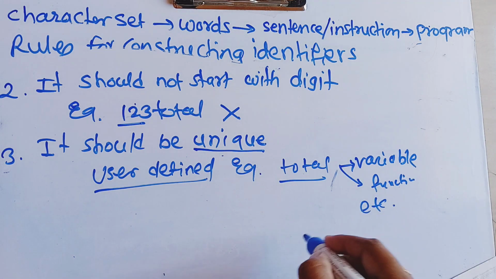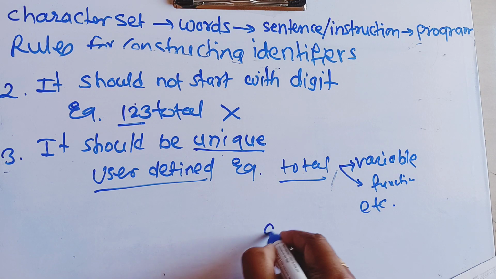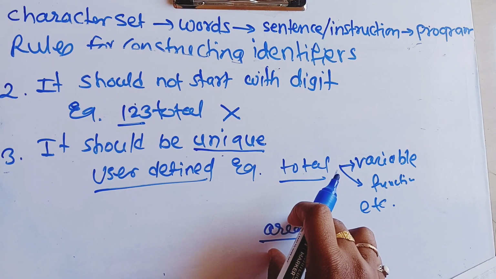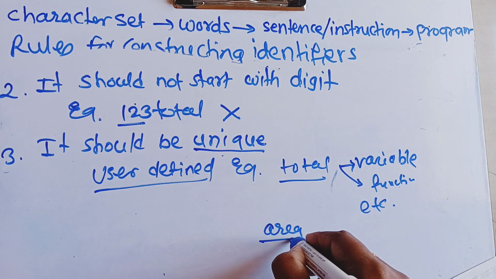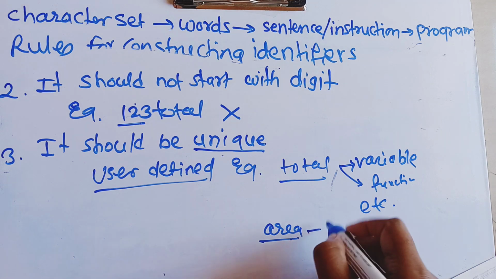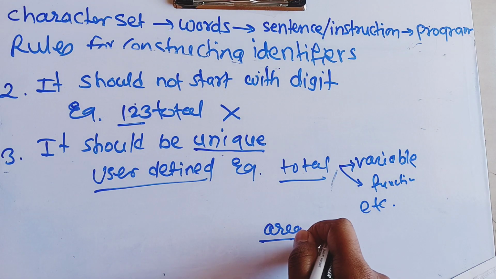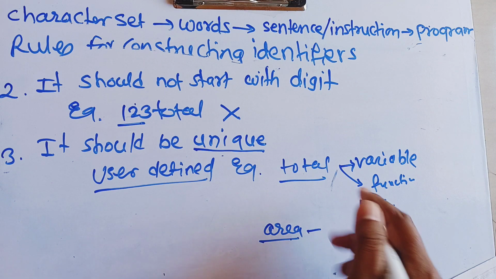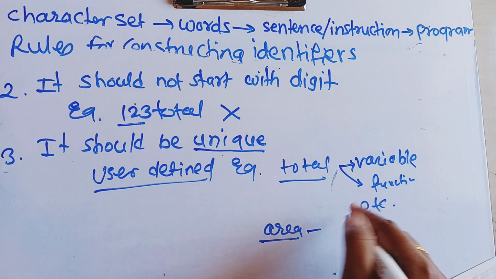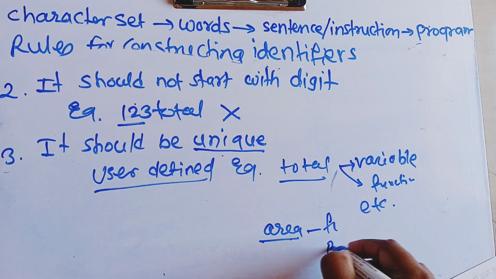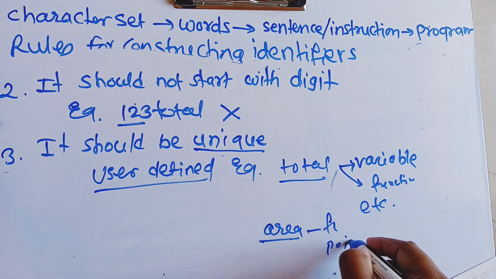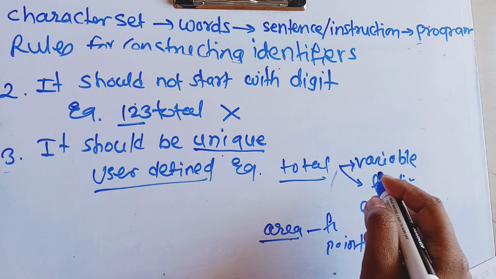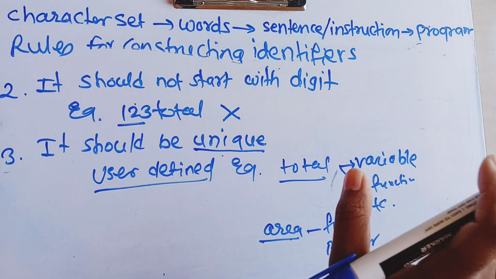Similarly, let's say I have area as one of the identifiers. Since area is used to identify an element in a program, it should not be used to identify two different elements. It should not be the name of a function as well as the name of a pointer. For any one of them you can use it, so it should be unique. Whatever identifiers you mention in your program, they should be unique.